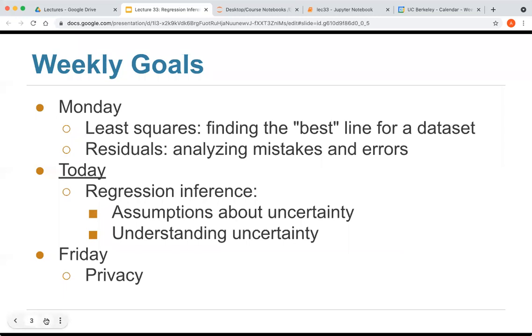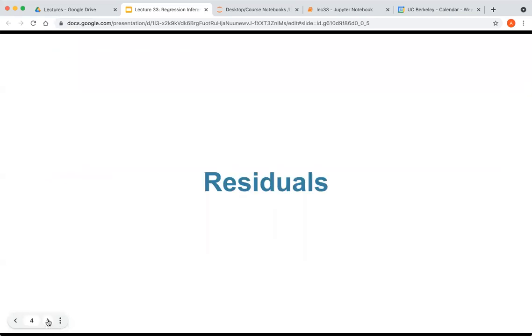All right, so I'll do a quick recap of how to assess whether your regression is any good. Of course, you can look at correlation and so on, but last time you saw that looking at the residuals, the errors, is a very good idea. So let's just take a look.